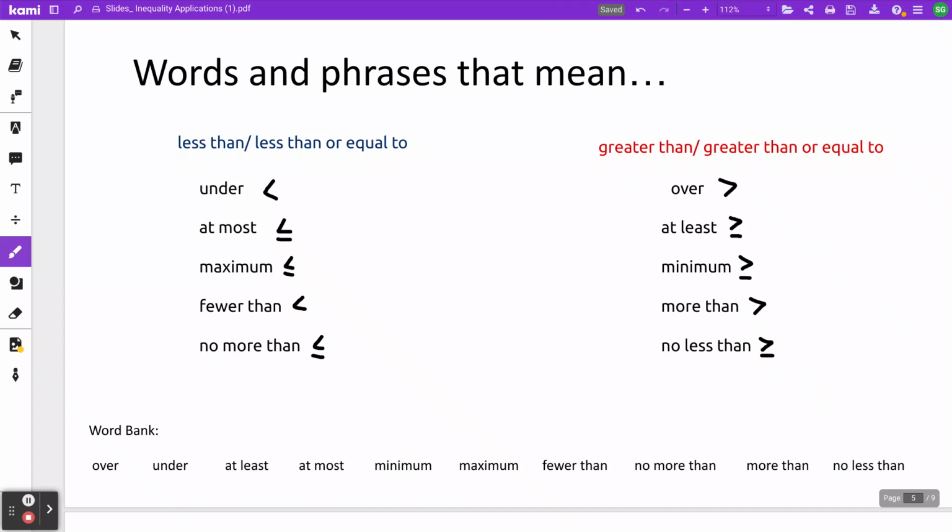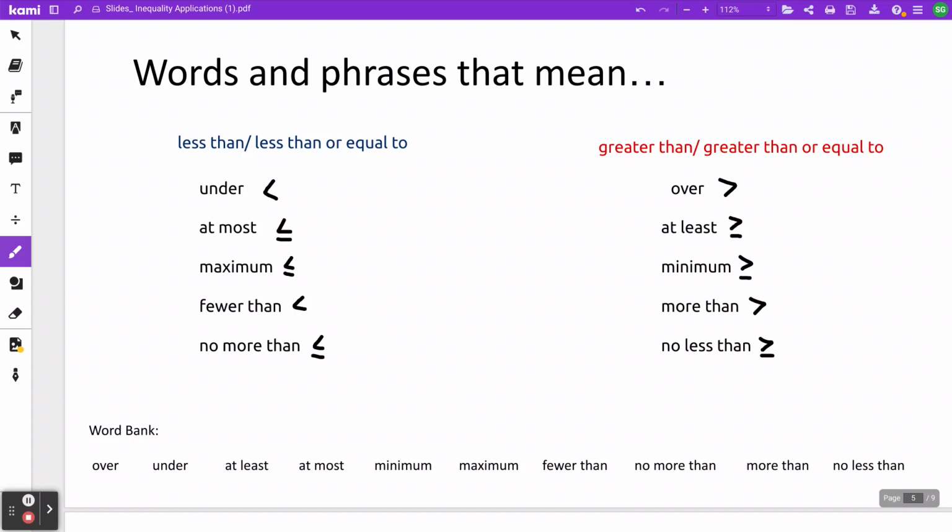We've been mentioning these words in the first two lessons and in the first half of this lesson, but I think it can be helpful to have all of the words in one place. I would definitely include this in my notes, especially if some of these words have been harder for you to figure out which inequality sign they mean.